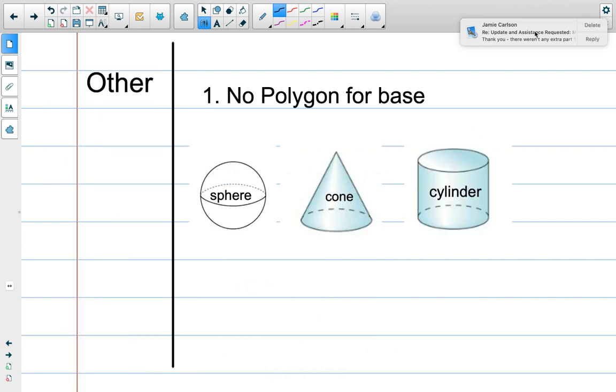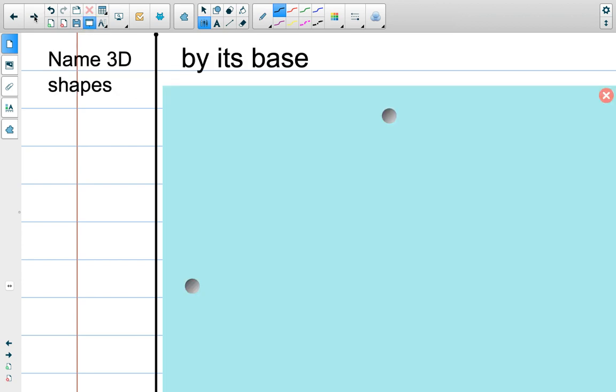So let's talk about these ones that don't have polygons for bases at all. They have circles. This one's a cone. It has a circular base, but it comes to a point, kind of like a pyramid. This one has a circle for two bases. It's a cylinder, like a can. A sphere doesn't really even seem to have a base. It's just the same all the way around. If you cut it in half, though, you'd have a circle. Okay, let's practice naming some of our shapes.